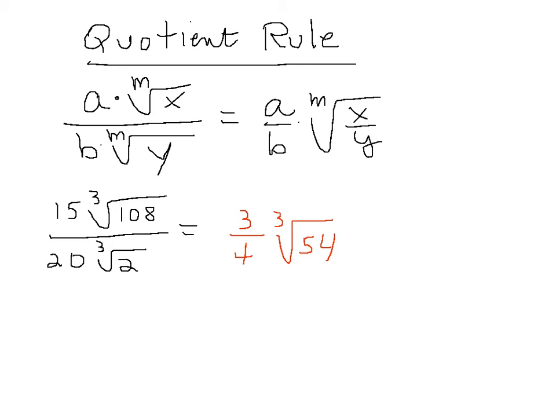So here's the first step. 15 over 20 is the same as 3/4, and 108 over 2 is the same thing as 54. So now we want to break it up and simplify that radical. Press pause.